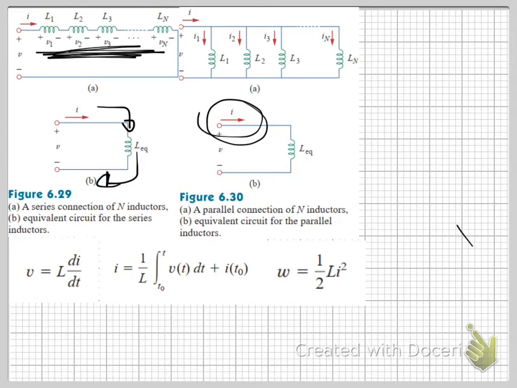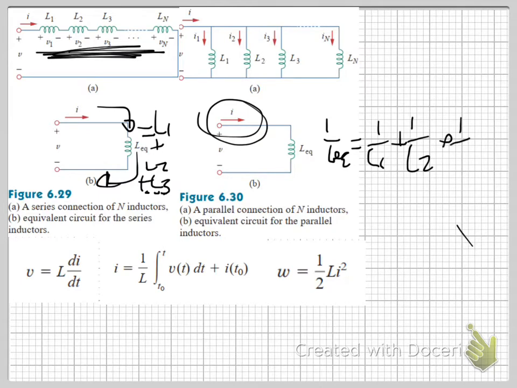When you got series inductors, you treat them like series resistors. So this is L1 plus L2 plus L3 plus till infinity. And when they're in parallel, you treat them like parallel resistors. 1 over L equivalent is equal to 1 over L1 plus 1 over L2 plus 1 over L3 plus till infinity, right? Yeah, here are your three formulas here.